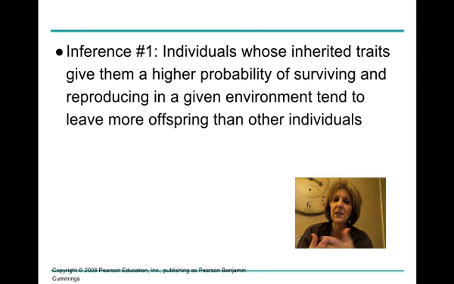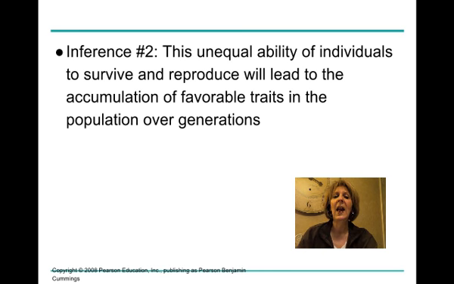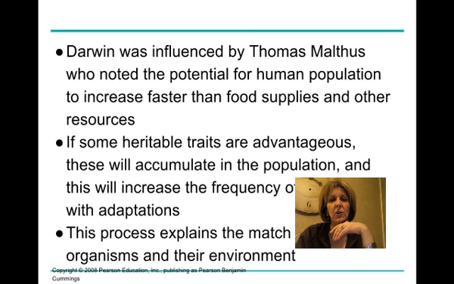So the inference he made from those observations is that the individuals that have better traits for that particular environment have a higher probability of surviving. And because individuals do not survive equally, because they have different adaptations, that unequal reproduction will lead to the accumulation of these favorable traits in the population over time. And so that change in living things over time is what evolution is.